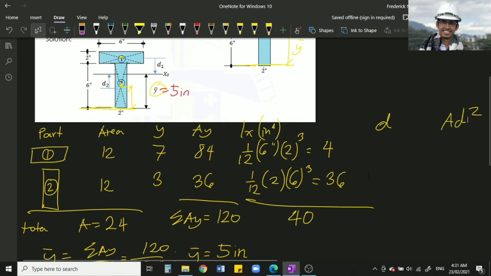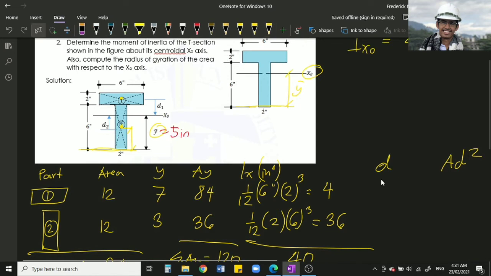So, yung D natin for D1, ito yung D1 natin. No? This is our D1 and this will be our D2. Yung distance nung kanyang, so for D is yung distance nung centroid nung ating material, yung parts, with respect doon sa ating XO.